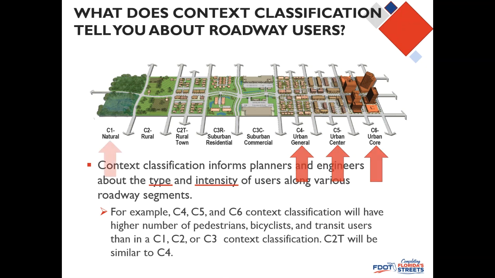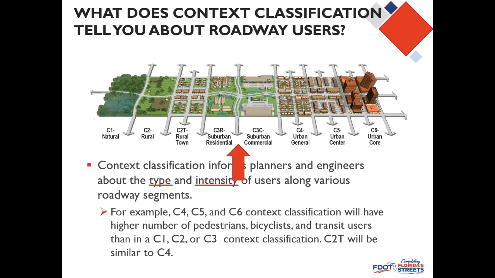On the other hand, in the C1 natural and C2 rural conditions, you would expect to see very little to no transit at all. You may see cyclists, but the only pedestrians you're likely to encounter are folks walking on a trail, but in general you don't have a lot of pedestrian activity in these locations.